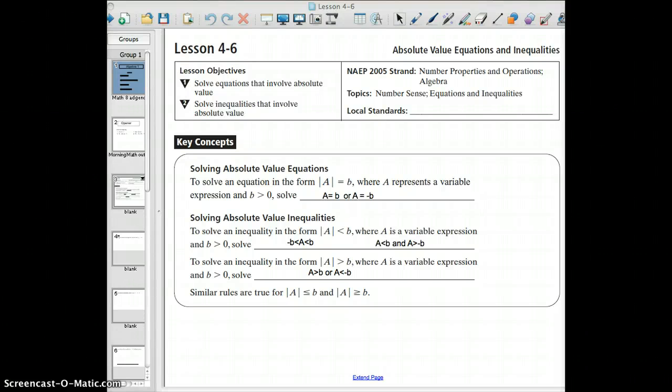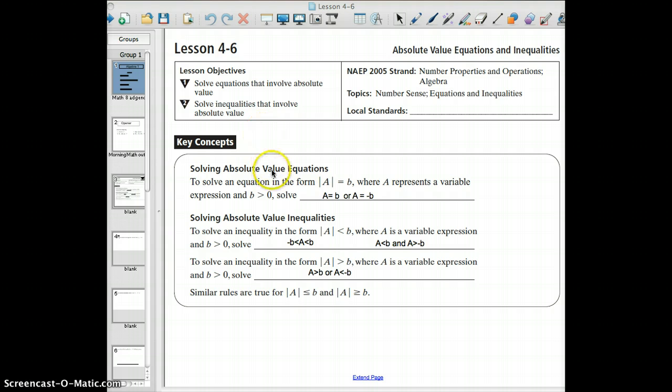Hello class. Today we're looking at solving absolute value equations and solving absolute value inequalities. The process for both is about the same. You have to watch though with the inequalities, and you'll see why here in a minute.